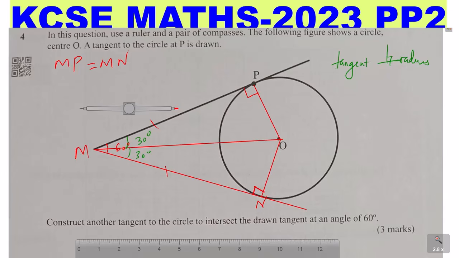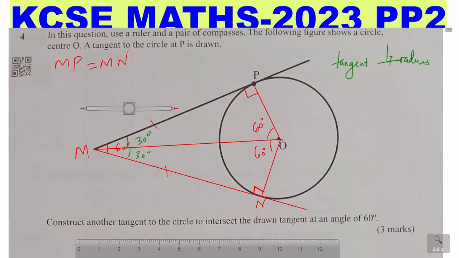Having known that, you'll be able to have an idea of how you're going to construct that tangent. Since this is 90 degrees, consider triangle PMO. The sum of angles should be 180. So 90 plus 30, that will be 120. So this angle that is here should be 60 degrees. Also, this one should be 60 degrees.